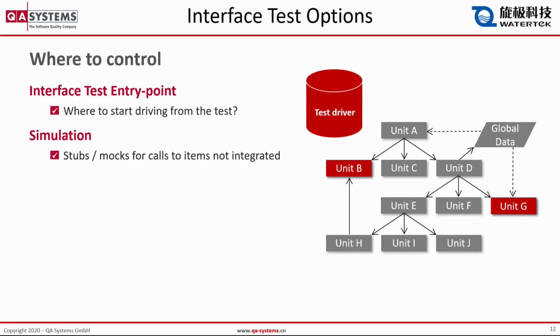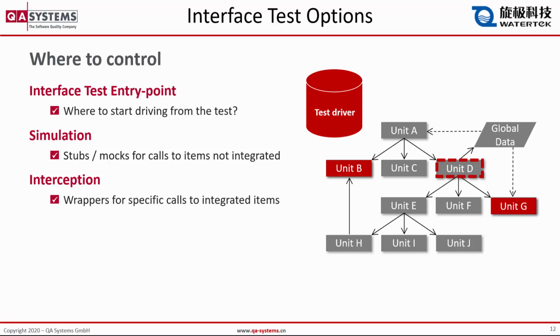With simulation, I can take a group of code that is not necessarily all integrated. Stubs or mocks can be used for calls to items that are not present and can be simulated by them. Where items are integrated but I wish to control, I may want to use wrappers for specific calls to integrated items.